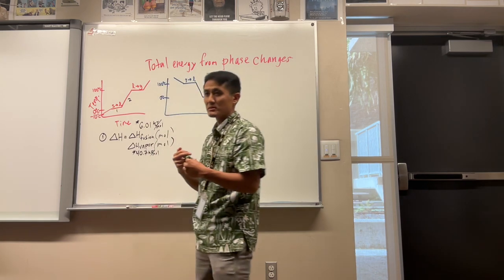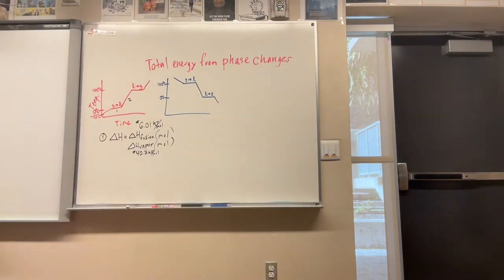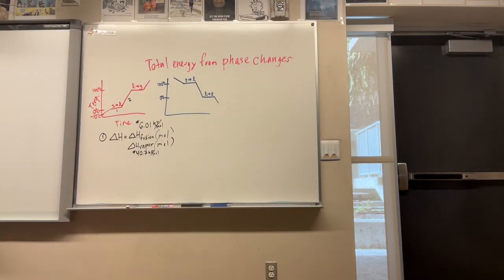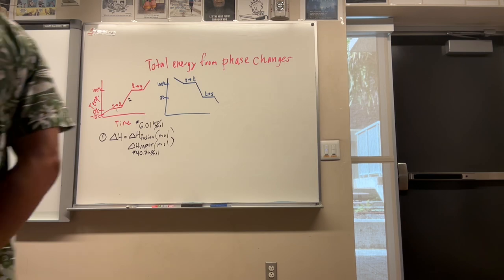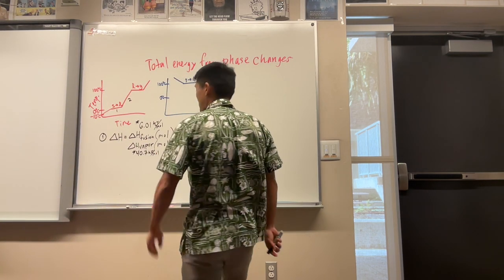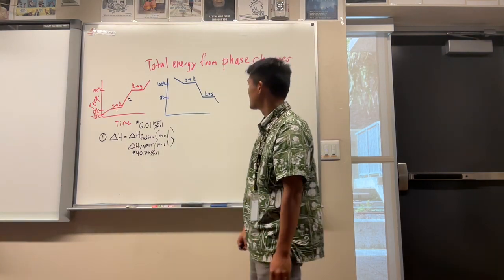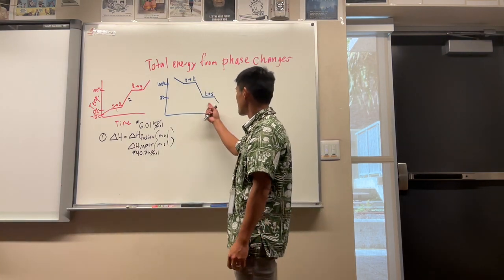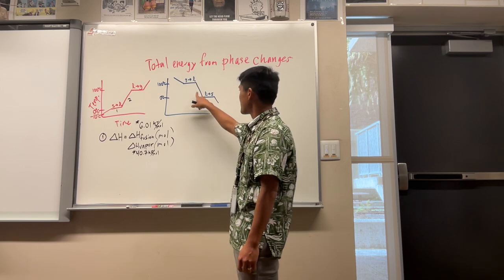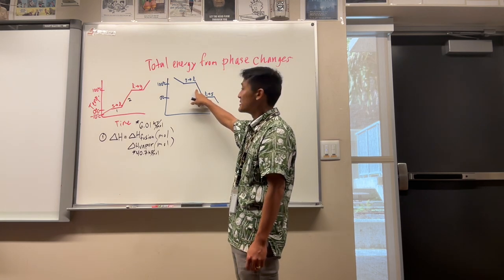Okay, so let's read the problem. Find the heat lost by 20 grams of water at 40 degrees Celsius to form ice at negative 20 degrees Celsius. So which graph am I using this time? You're doing liquid to solid, so it's the right side. I'm starting off at 40 degrees Celsius.